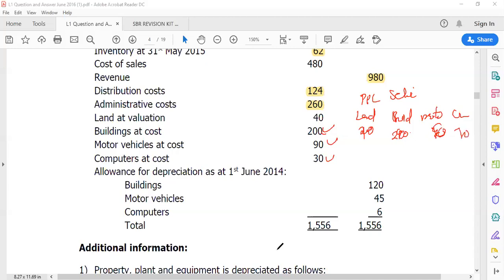Okay, let's just go to the workings and then work them out from there. Let's make the format before we mess up the question paper. Okay, so working number one, PPE. Call it working number one, the PPE schedule.